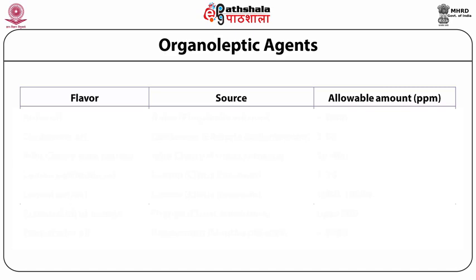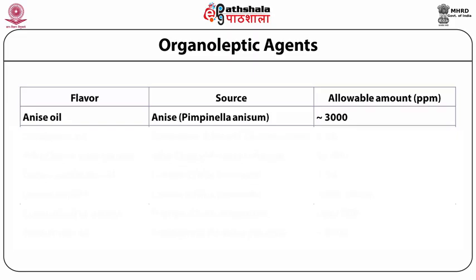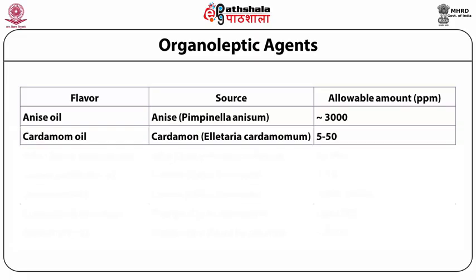The first flavor is anise oil. Its source is anise, Pimpinella anisum. Allowable amount is 3000 ppm. The second agent as flavor is cardamom oil. Its source is cardamom, that is Elettaria cardamomum. Its allowable amount is 5 to 50 ppm.